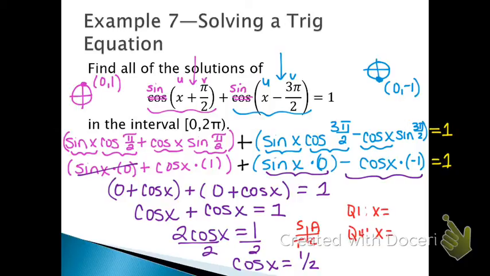So, in quadrant 1, I know my angle in which, what is cosine, x or y? X. Cosine is x. So in quadrant 1, my angle in which x is going to be a 1/2 is pi over what? 3. All right. And we don't put the plus 2 pi in because we're restricted, right? All right. And then in quadrant 4, what angle has an x value that's 1/2? And those are my two solutions.